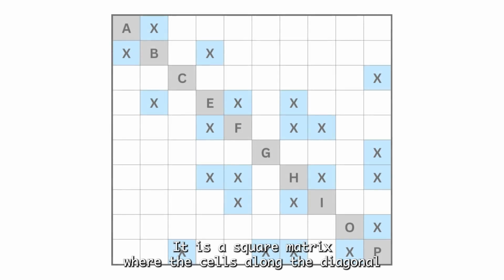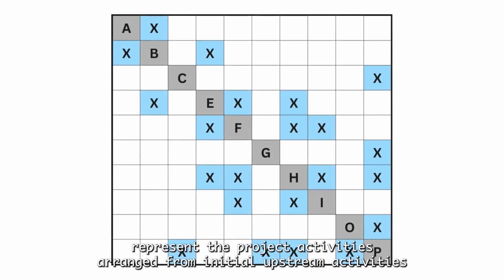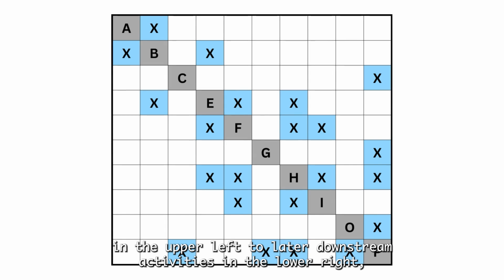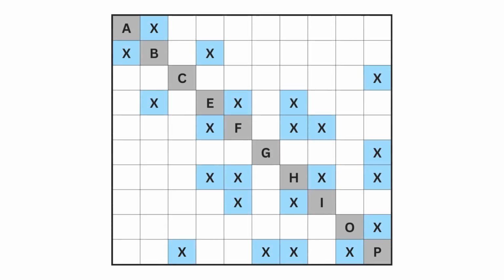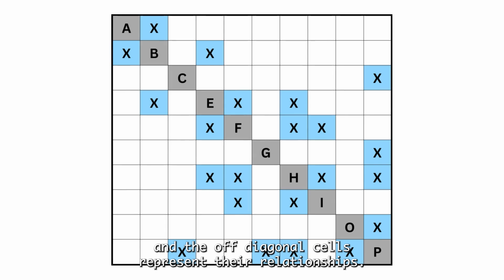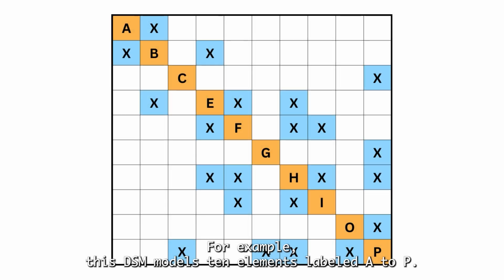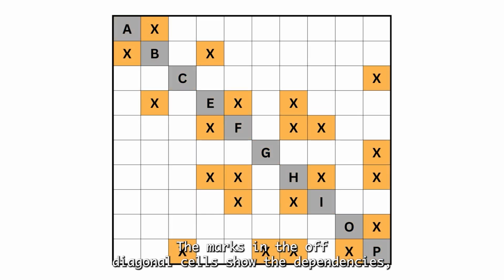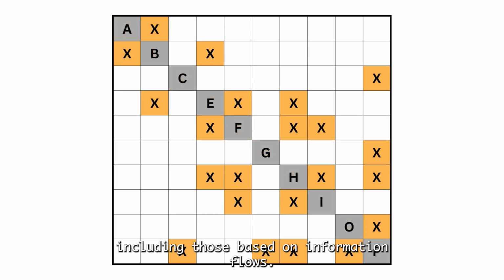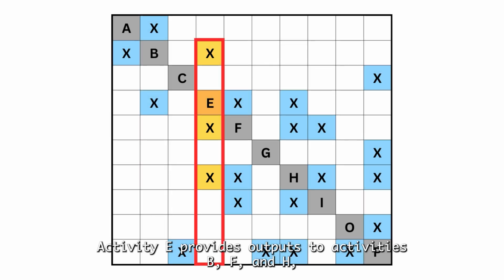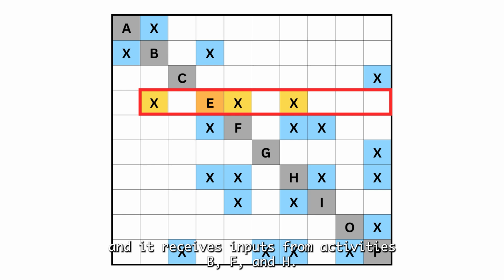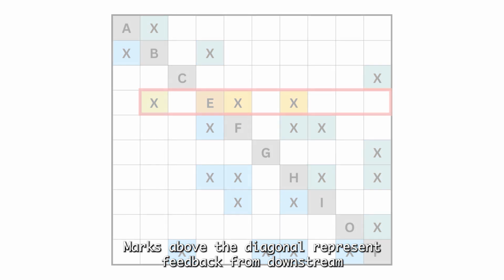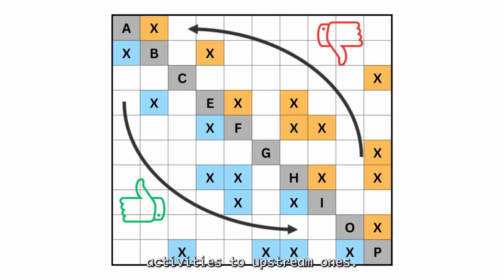What is the DSM? It is a square matrix where the cells along the diagonal represent the project activities, arranged from initial upstream activities in the upper left to later downstream activities in the lower right, and the off-diagonal cells represent their relationships. For example, this DSM models 10 elements, labeled A to P. The marks in the off-diagonal cells show the dependencies, including those based on information flows. For instance, activity E provides outputs to activities B, F, and H, and it receives inputs from activities B, F, and H. Marks above the diagonal represent feedback from downstream activities to upstream ones.